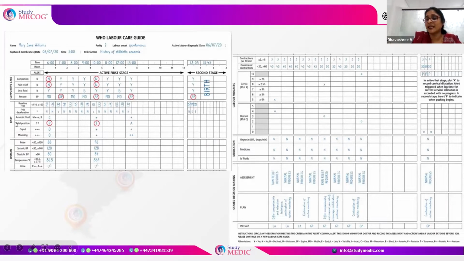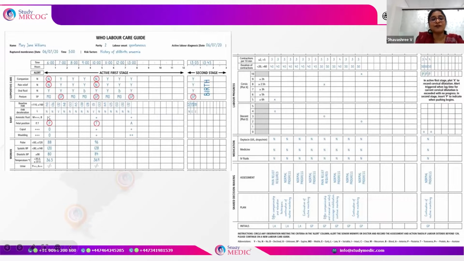The second section is about the baby: the baseline heart rate, and whether there are decelerations. If there is no deceleration, we mark it as N. If there is an early deceleration or a variable, we can mark it as V. When do we need to alert? If it is a late deceleration, we have to alert.